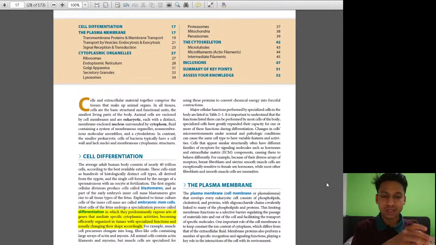Hello everyone, we checked what is cell differentiation. Let's see what is the plasma membrane.